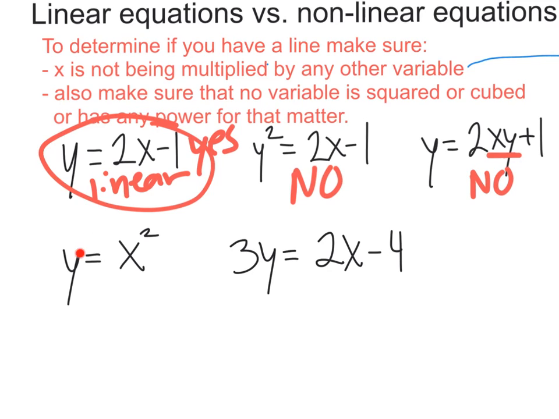Is this one a line? No. It has a power of 2 on the x.